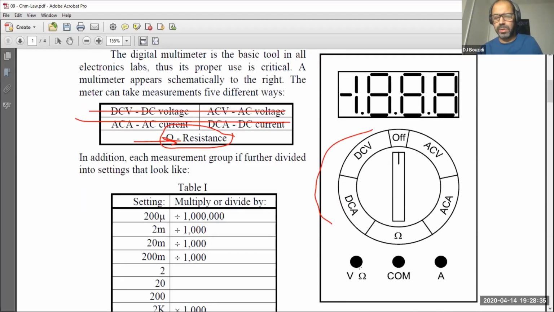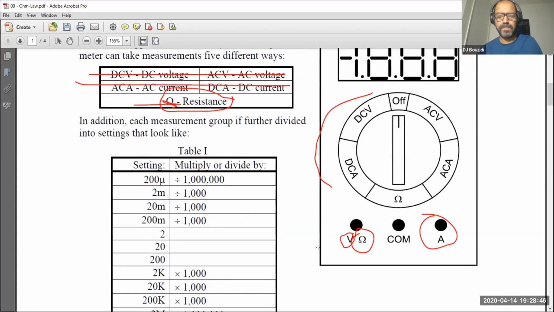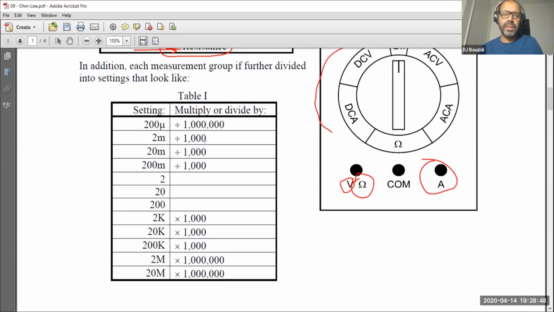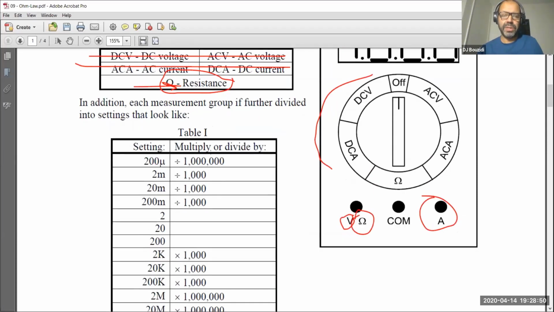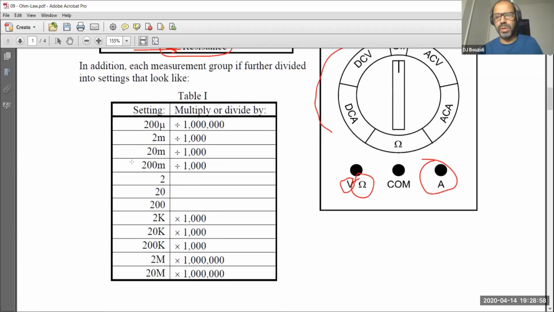This is the COM port. This is the voltage, or if I'm using it as a voltmeter, or an ohm meter, I have to have the red in here. And if I'm using it as an ammeter, I have to use it in here. Again, these are the multipliers that you have in that case. Remember that, and some of them could go all the way to 200 micro, whatever that measurement is, whether it's an ohm or a voltage or a current.